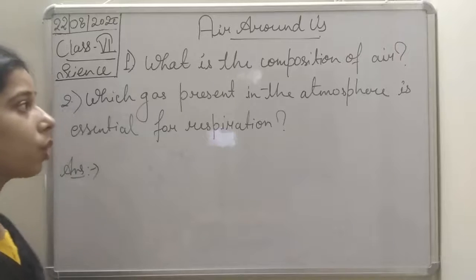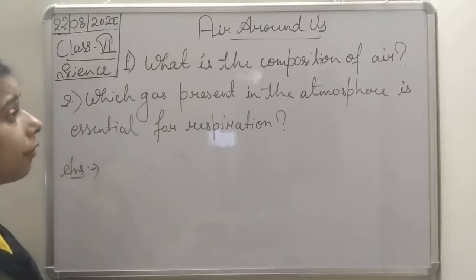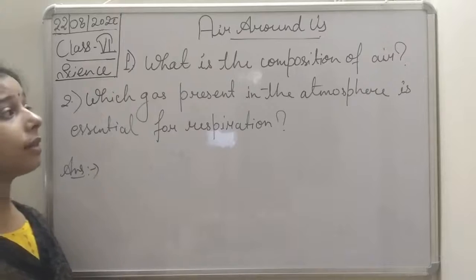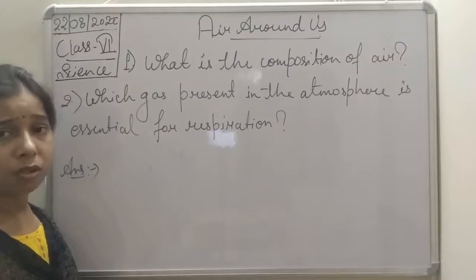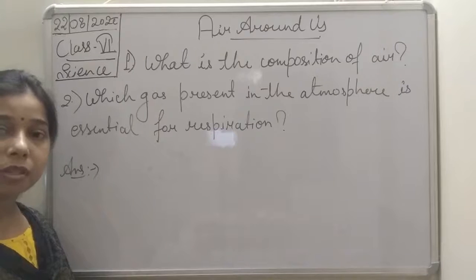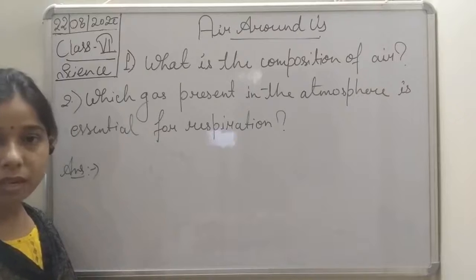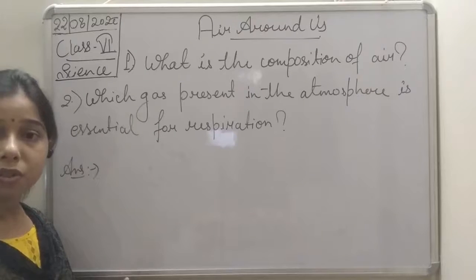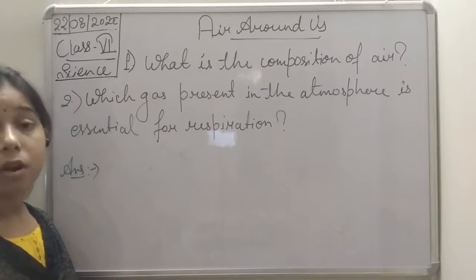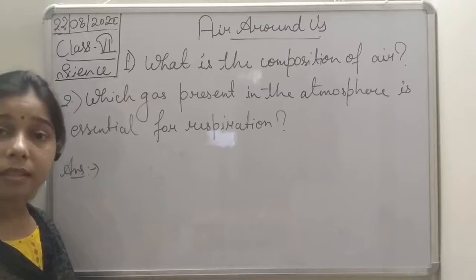Now we will discuss the question answers given in your NCERT book. If you see the first question, it asks: what is the composition of the air? This is very easy. We know that air consists of nitrogen, oxygen, carbon dioxide, water vapor, smoke, and dust particles are also present in it.